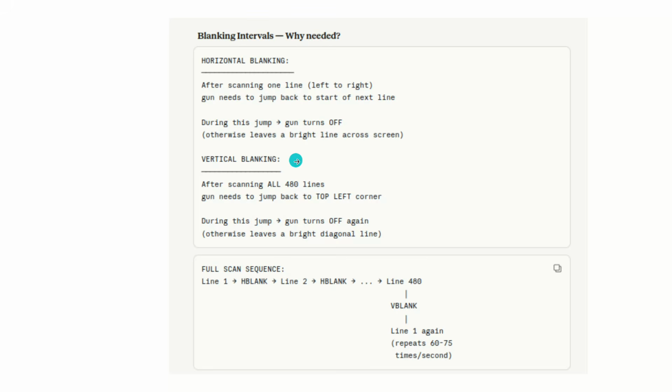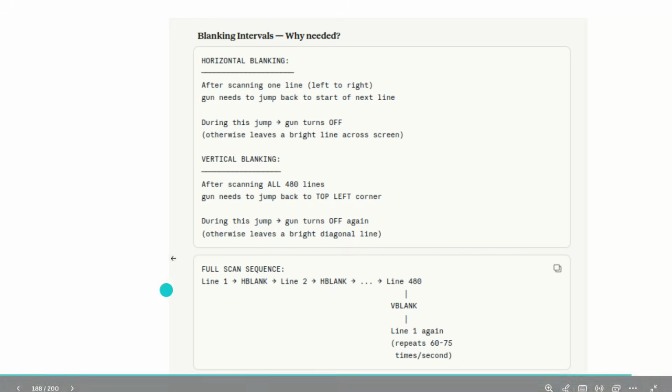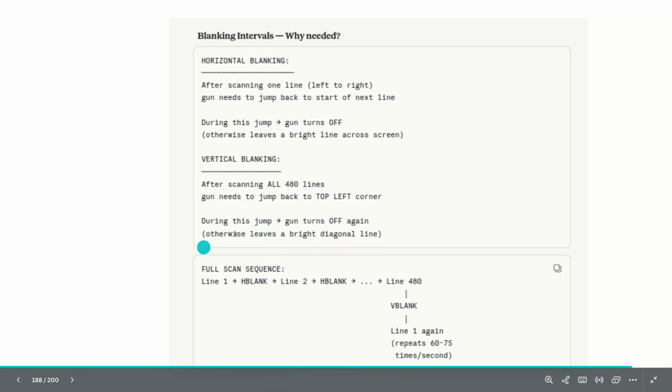Now vertical blanking means after scanning all of the 480 lines, I have to read again from the start. So I have to go again to the top left part, right? That is a diagonal line. The gun would turn off again, otherwise it would leave a bright diagonal line. So what is happening in the scanning sequence? This is the scanning sequence here.